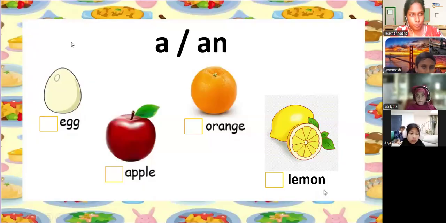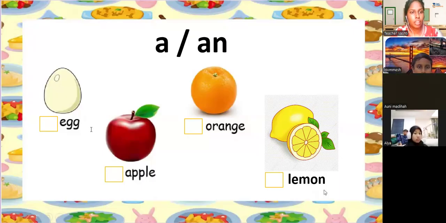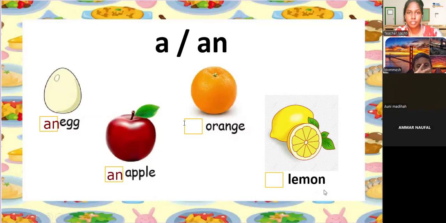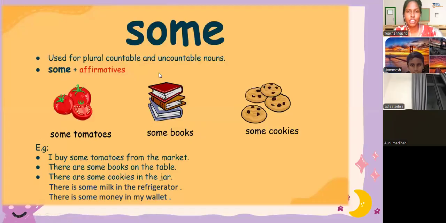Okay, let's try this. A or an for egg. An. Very good. Correct answer should be an because it begins with vowel. How about apple? An apple. Orange. An orange. Lemon. A lemon. Why? Because you have L. All right. Okay. Are you clear? Yes. Okay, very good.